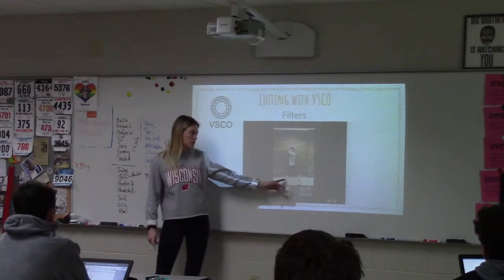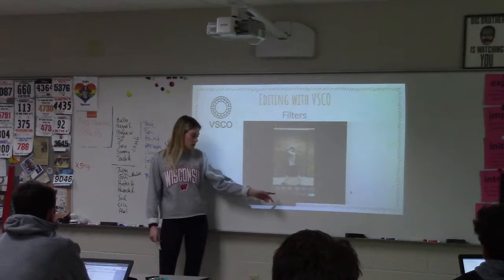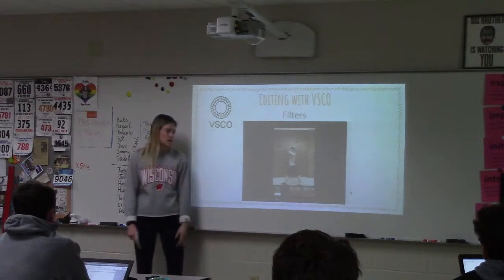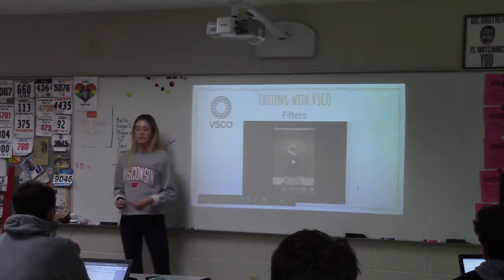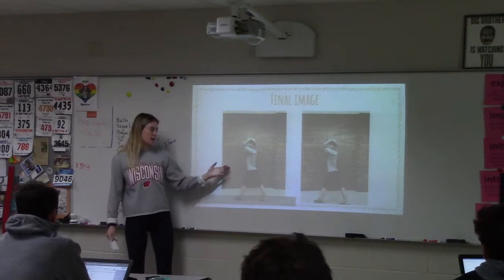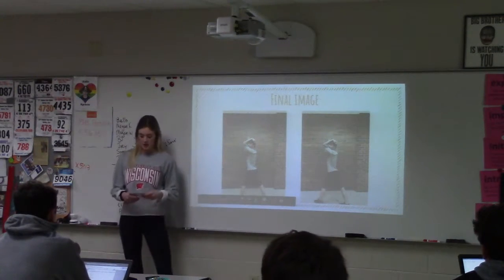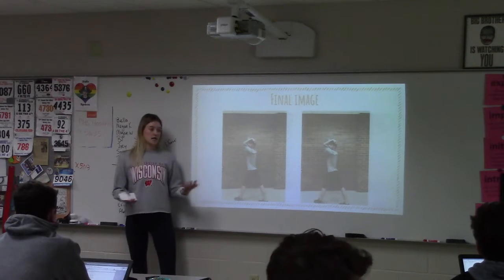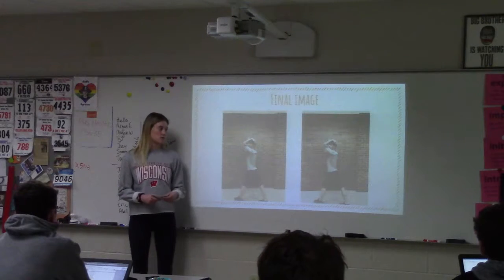So for example, I showed this filter, which I didn't like how it looked. I thought it made the picture look bad. So I ended up choosing the A2 filter because I think it made the picture overall more powerful. So this was my original image, and this is what it looked like after I edited it in Airbrush and in VSCO.